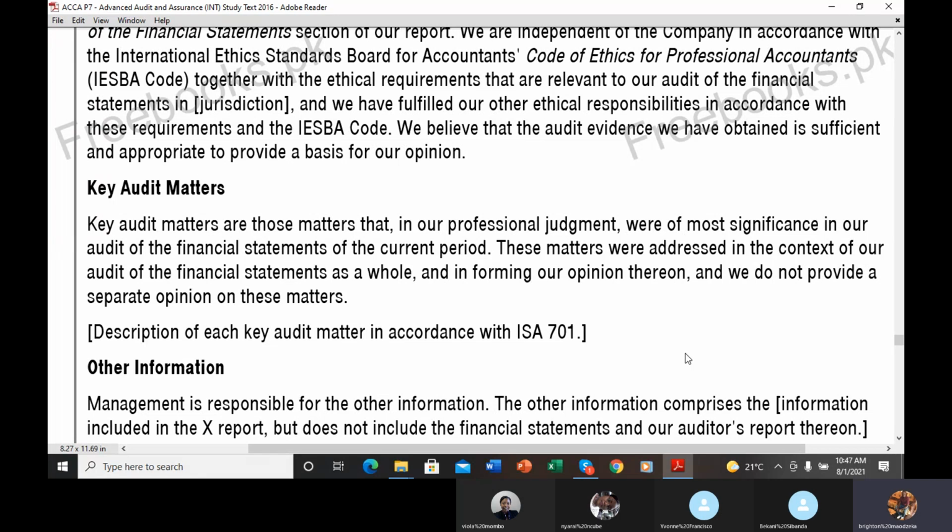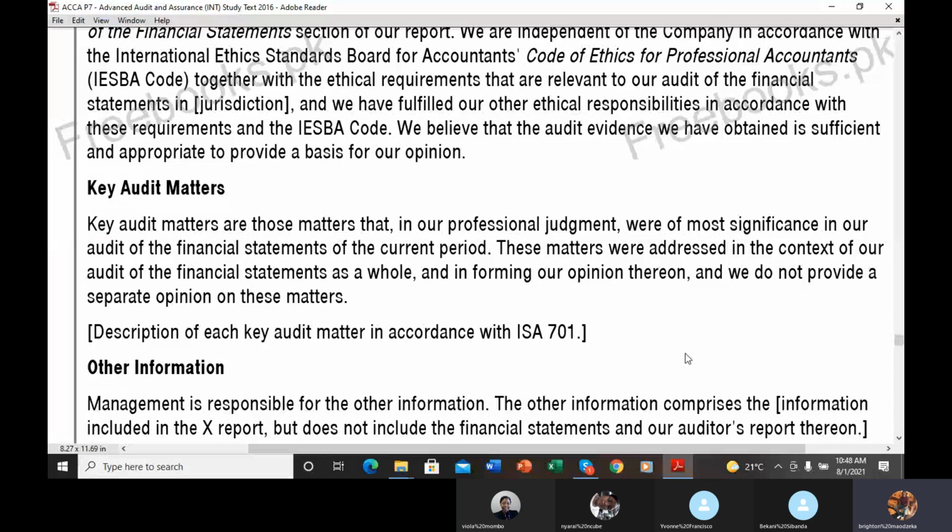Good examples of what we can consider as key audit matters are areas of higher assessed risk of material misstatement. In other words, key audit matters are those matters that in the auditor's professional judgment were of most significance, as it is written there.